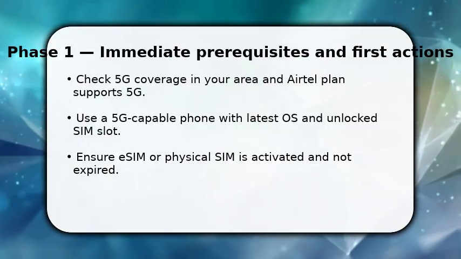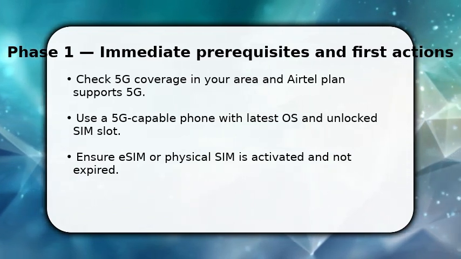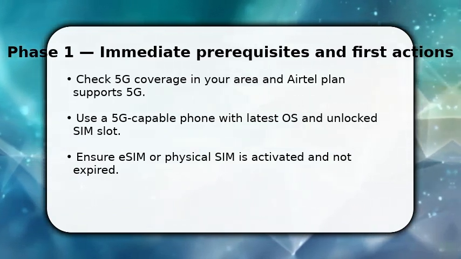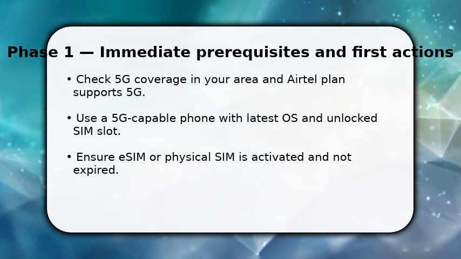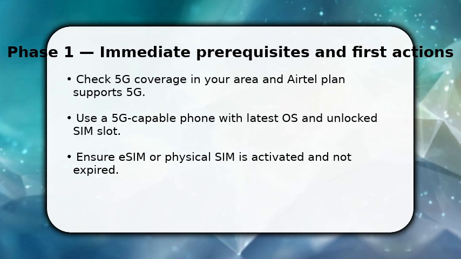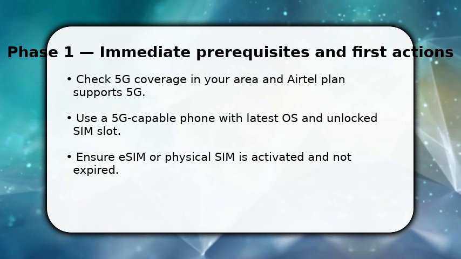You start by confirming 3 essentials: coverage, a 5G plan, and a 5G handset. Once done, power off the phone, insert or enable your Airtel SIM or eSIM, then power on. Make sure you see network bars because registration happens on boot.